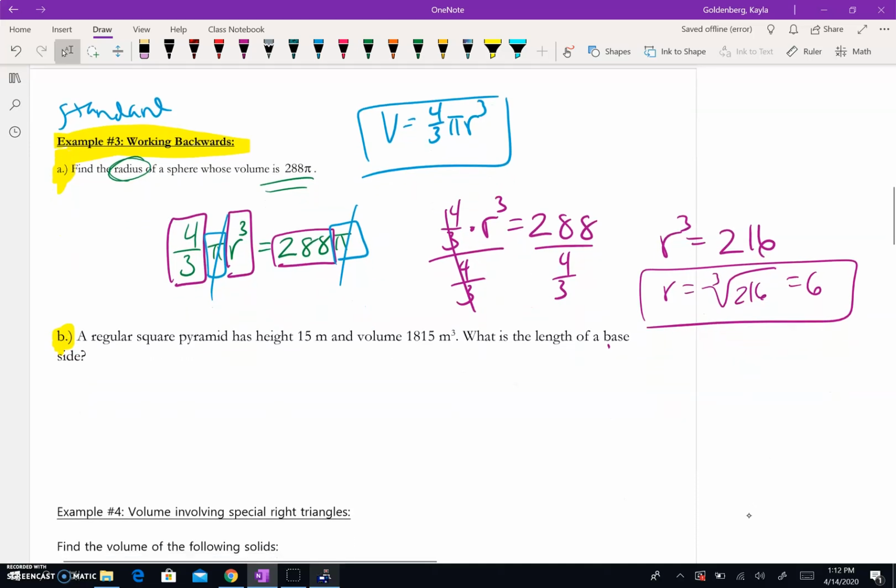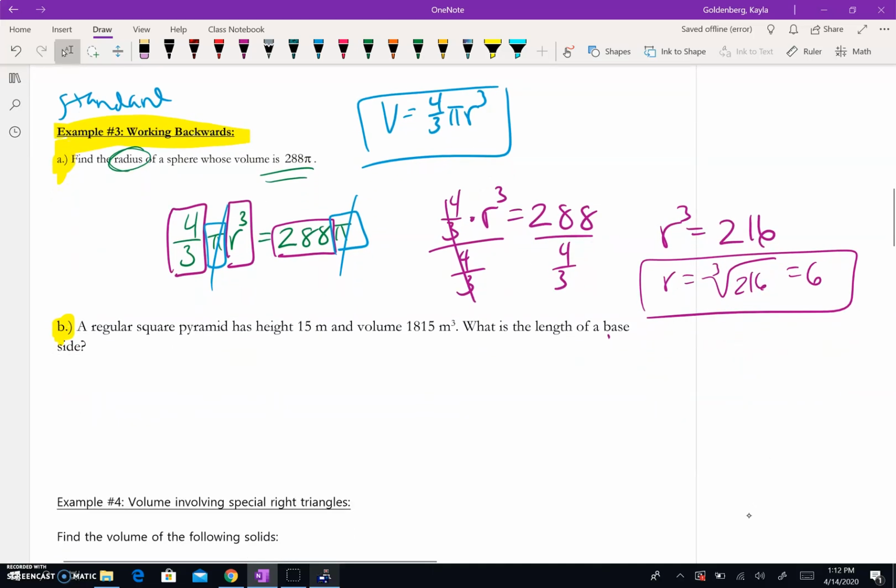And then we have one more, the regular square pyramid, and this is a good practice one just to practice how we feel about pyramids. The height is 15, so from the very top straight down, that's the height of your pyramid. And the volume is 1815. What's the length of the base? So I'm going to pause this, and I'm going to set it up. I want you to unpause once you want to check your work.